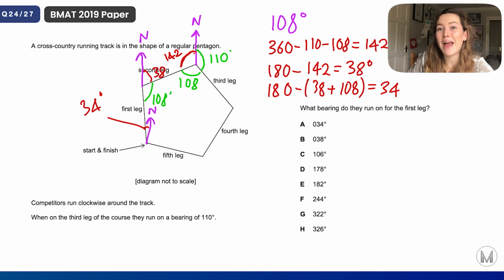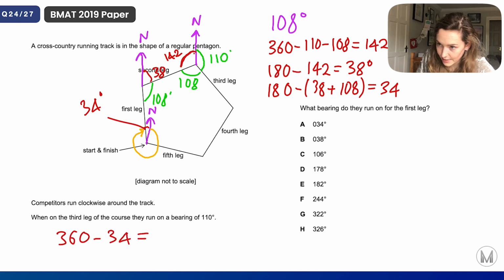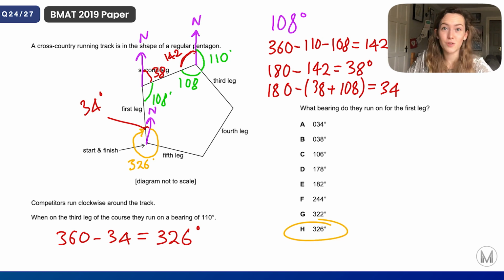Finally, I can work out the bearing on the first leg, because I know that this full angle all the way round is going to be 360 minus that 34 that I just calculated. So that's going to be 326 degrees. Therefore, my answer is H.